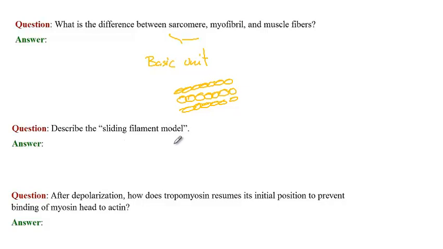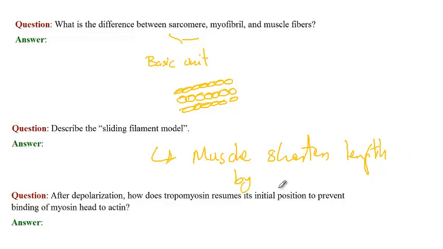Describe the sliding filament model. So basically this is what we've been explaining regarding the sliding of actin over myosin. Based on this model, muscle will shorten their length during contraction by sliding of myosin and actin filaments on top of each other.